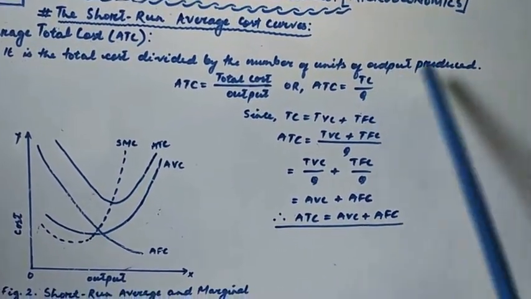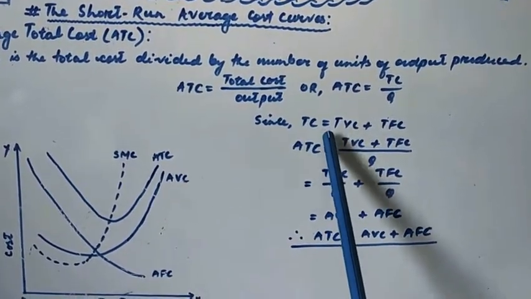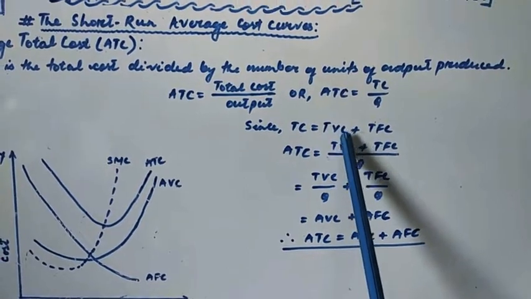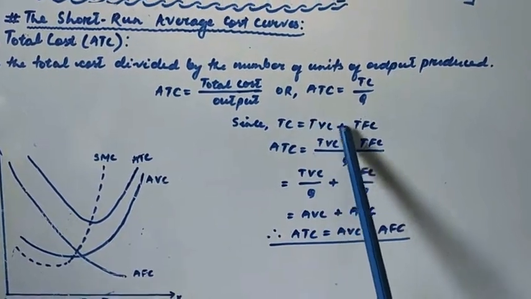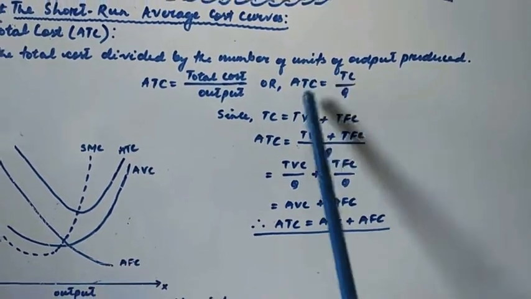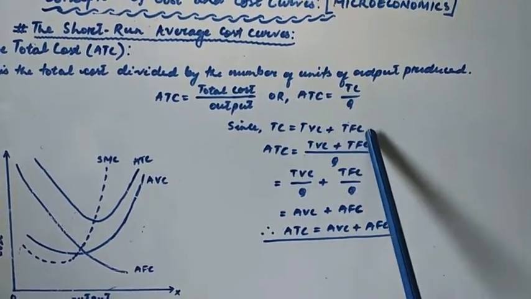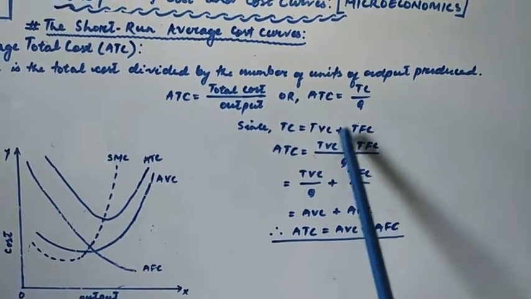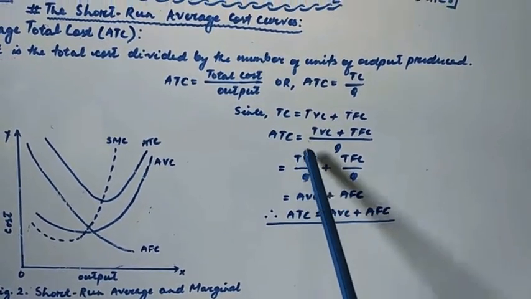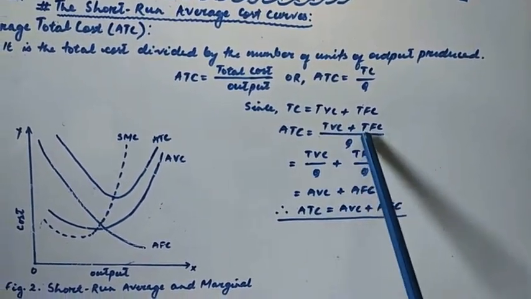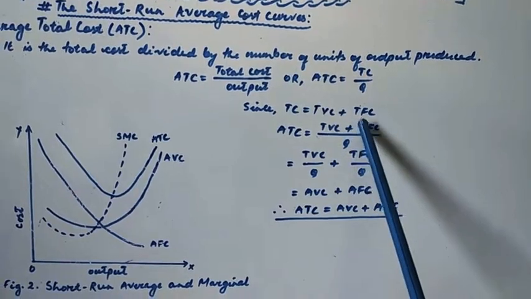So Q represents output. And again, we have discussed that total cost is equal to total variable cost plus total fixed cost. So since TC equals TVC plus TFC, we can rewrite this formula. So ATC equals, substituting these two values for TC, divided by Q. So total variable cost divided by Q plus total fixed cost divided by Q. So we are distributing Q in both the terms.